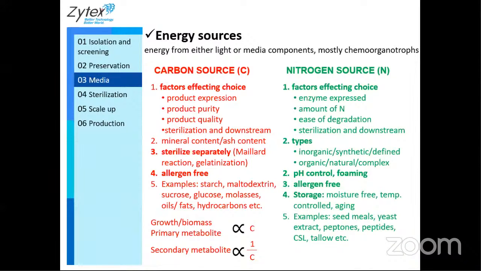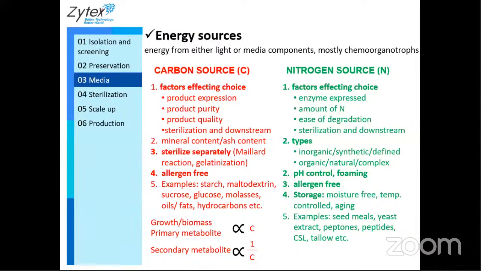So the major products which a fermentation company produces may be either bacterial biomass, or secondary or primary metabolites, or it can also cause some biotransformation. It can produce some enzyme which will transform one product to another. So for growth, that is biomass and primary metabolite formation, carbon source is directly proportional.